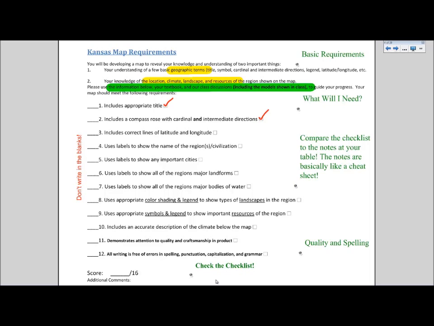You'll notice that before each number there's a blank. These blanks are for us to use as we grade our maps, so don't write anything in them until it's time to grade.